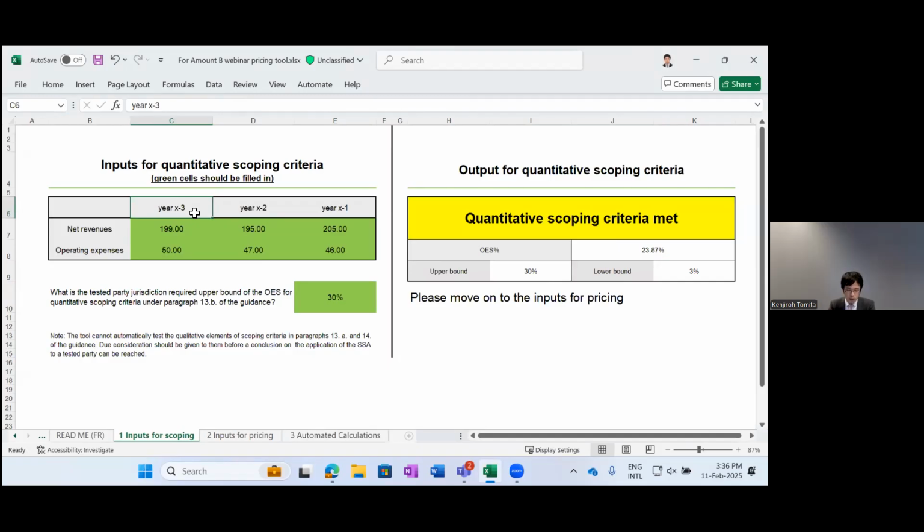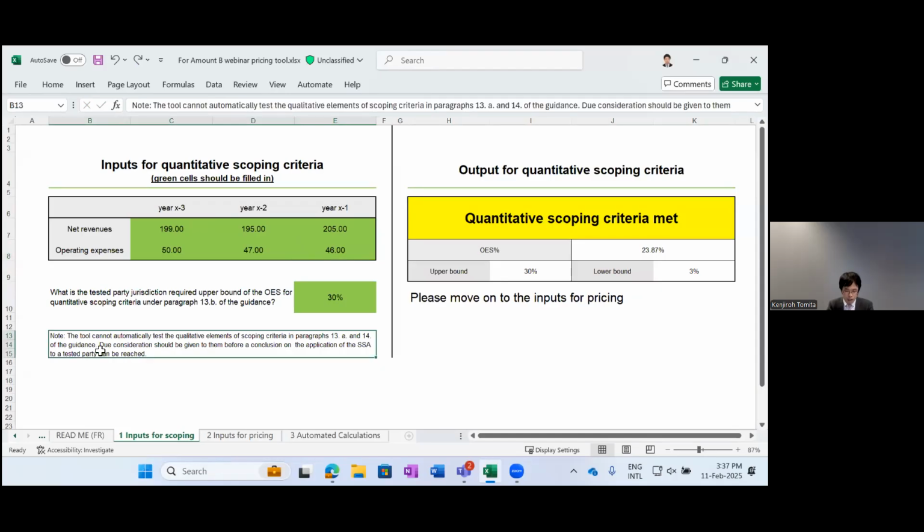Then when the quantitative scoping criterion is met, this message in yellow is displayed on the right side of the tab. But for example, when your operating expense is 1,000 and the scoping criterion isn't met, the message in red is displayed on the right side. If that happens, you cannot use amount B for a given case. And one caveat to this tab is, as in the note here, the tool cannot automatically test the qualitative aspects of the scoping criteria. So due consideration should be given to those qualitative aspects before you reach a conclusion on the applicability of amount B to a given case.